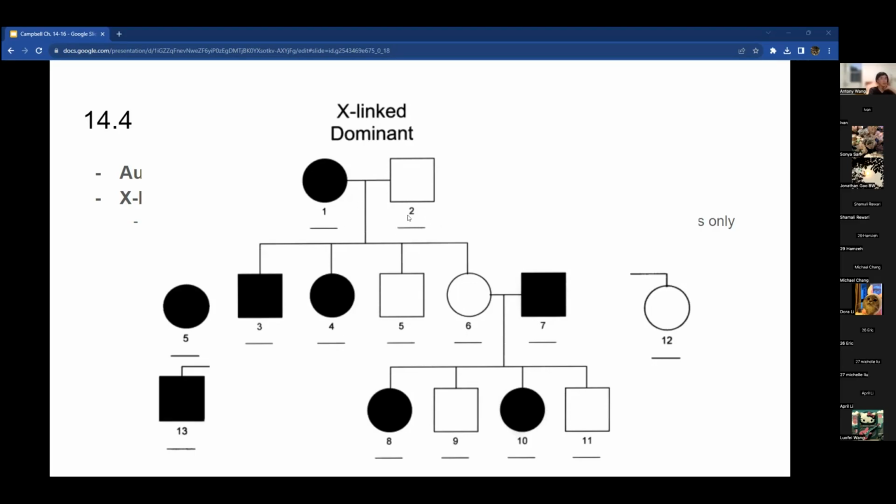The square labeled number 2. We know that this is a male. He has one X chromosome, and he doesn't express the phenotype, which means that he is recessive for this gene. He is recessive for this phenotype, right? Because the gene is dominant, and since he doesn't have it, he has a recessive version.